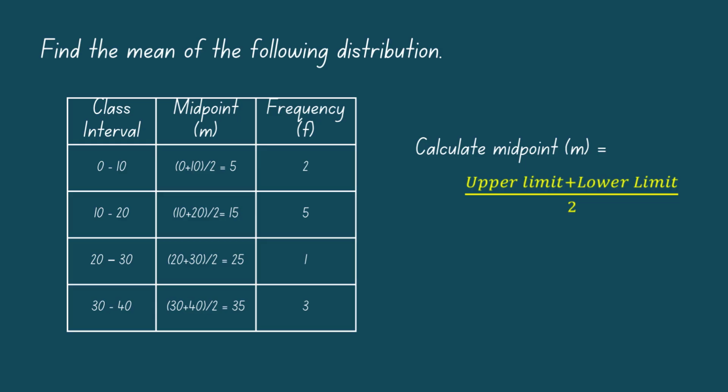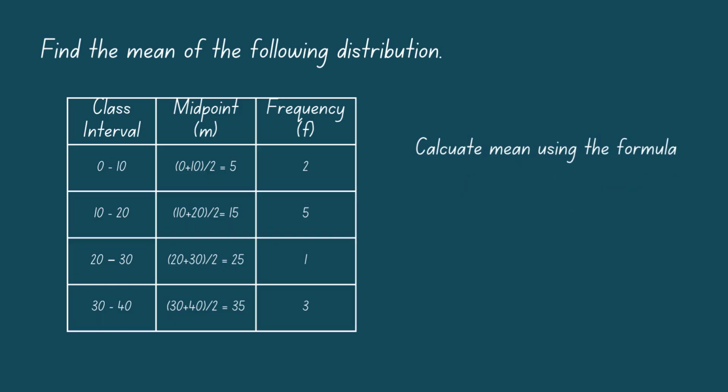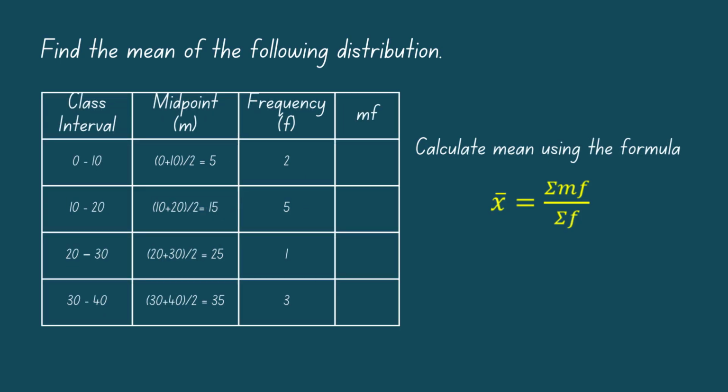Now we have the midpoint, we have the frequency. How to calculate mean? Same formula, we replace x with m. So now x bar is equal to sigma mf whole divided by sigma f. So now what do we have to do? We have to find mf, which means we have to multiply each of the midpoint with the respective frequency.